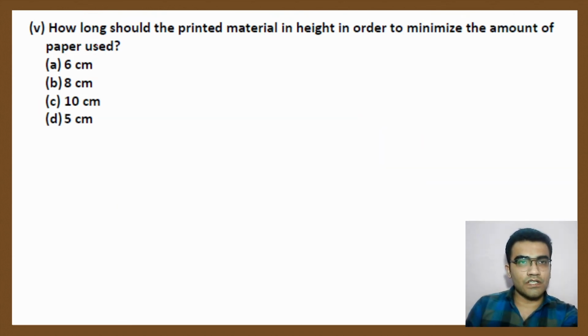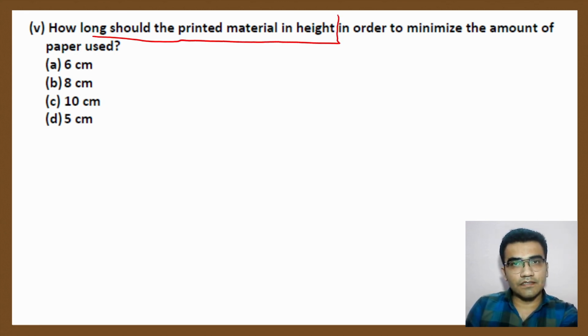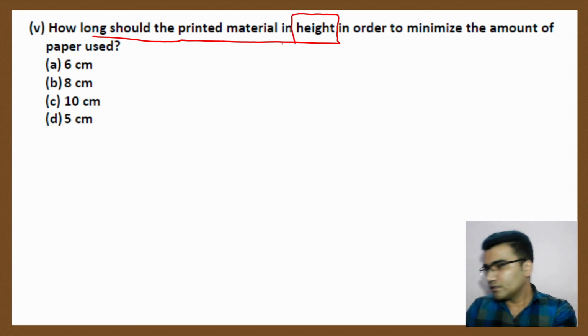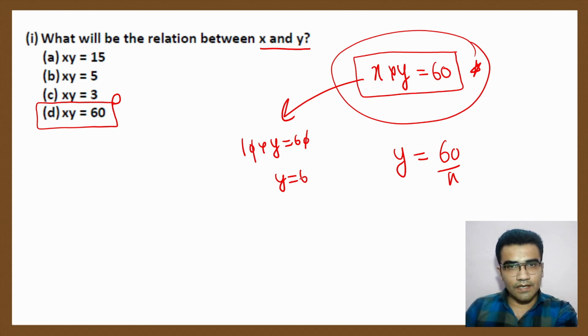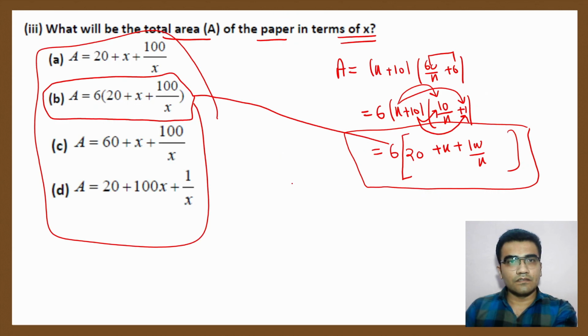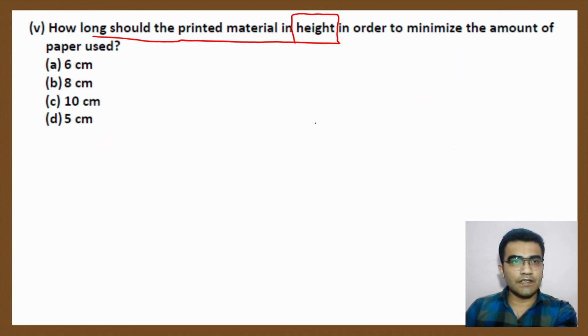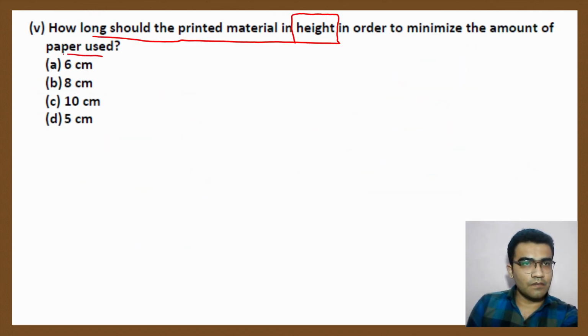And the fifth question is asking how long should the printed material be in height. This is about the height. So in order to find the height, we use this equation, x into y is equal to 60, and here we write x as 10. So 10 multiplied by y is equal to 60. So y is equal to 6, as 0 and 0 cancel. So we get y is equal to 6, which means the height of the printed material is 6 centimeter, and 6 centimeter means option number A is the correct answer.